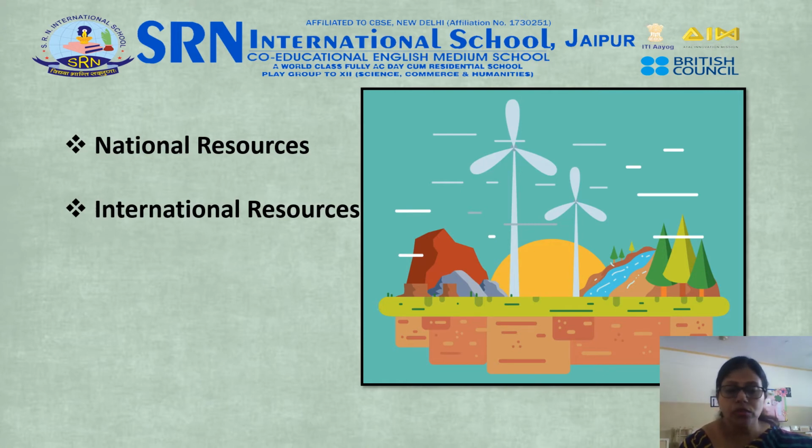International resources. There are international institutions which regulate some resources. The oceanic resources beyond 200 nautical miles of the exclusive economic zone belong to the open ocean, and no individual country can utilize these without the concurrence of the international institutions.